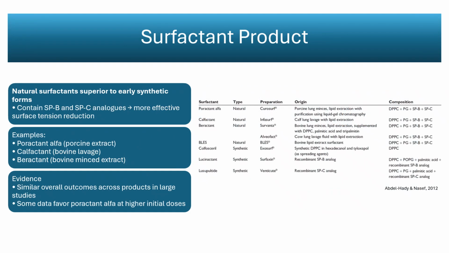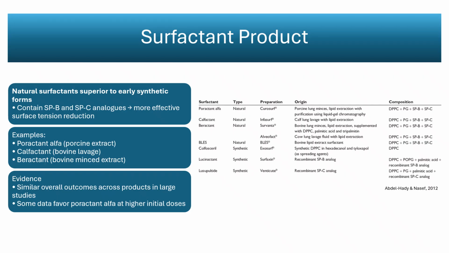Natural surfactants derived from animal sources have proven superior to the early synthetic formulations because they contain analogs of SPB and SPC, which are essential for spreading phospholipids and lowering surface tension effectively. Commonly used preparations include Poractant alpha, a porcine extract, Calfactant, derived from bovine lung lavage, and Beractant, prepared from minced bovine lung. Large studies demonstrate similar overall outcomes across these products, though some data suggest Poractant alpha at a higher initial dose provides faster improvement and reduces the need for retreatment compared with lower dosing or with Beractant.